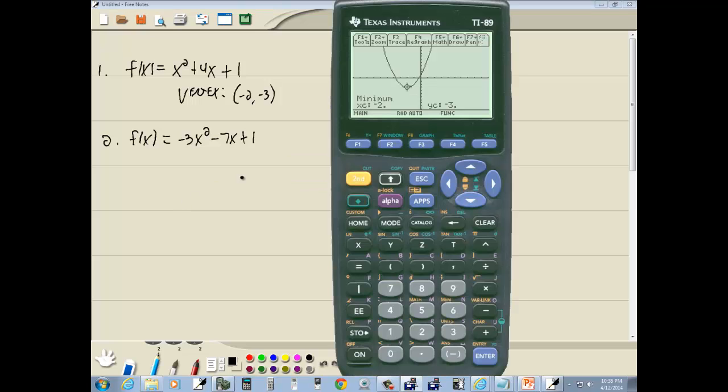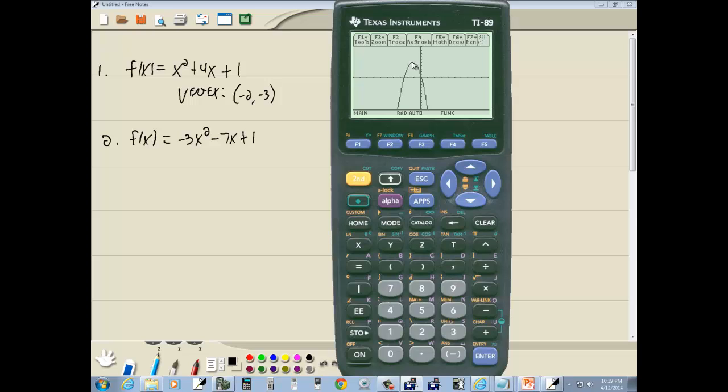Let's see what this gives us. Go back to my y equals, so I do diamond F1, up arrow, press clear, and then I'll do my -3 x caret 2 minus 7x plus 1, and press enter. Now I'll do my graph. I do diamond F3. And this time, our graph's opening down, so the vertex is right here.